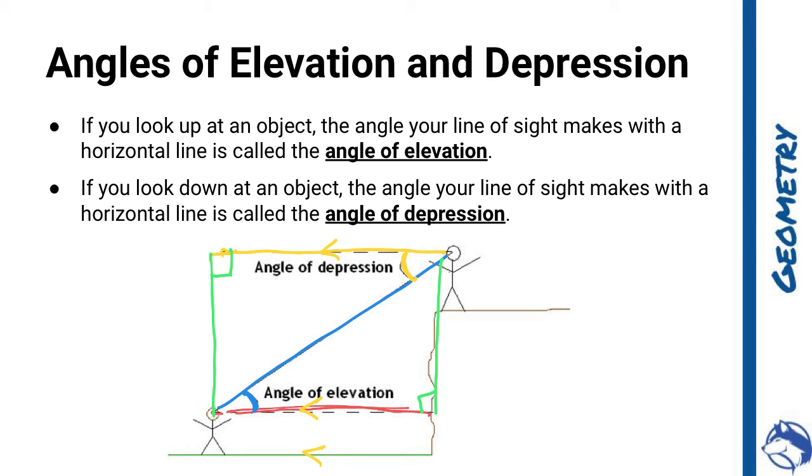One thing that's important to note is that the angle of depression and the angle of elevation are going to be congruent. And if I were to extend that line of eyesight there, that's called a transversal. And remember, these are alternate interior angles, and alternate interior angles are congruent.